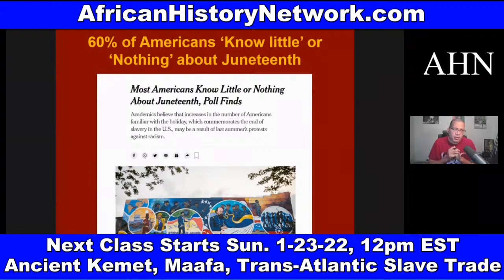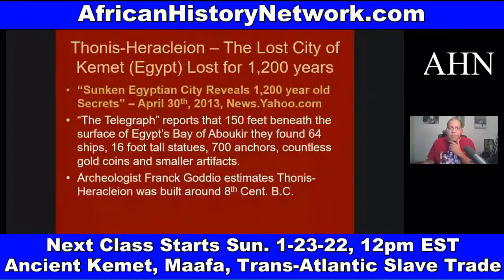This was a good article here from the New York Times, from June 2021: 60% of Americans know little or nothing about Juneteenth. And even what a lot of African Americans know about Juneteenth really needs to be corrected, because the Emancipation Proclamation did not free the African slaves. It's going to be the 13th Amendment, ratified December 6, 1865.